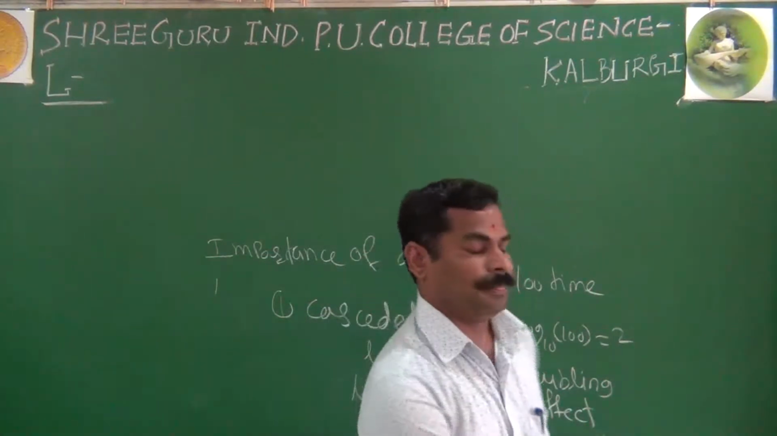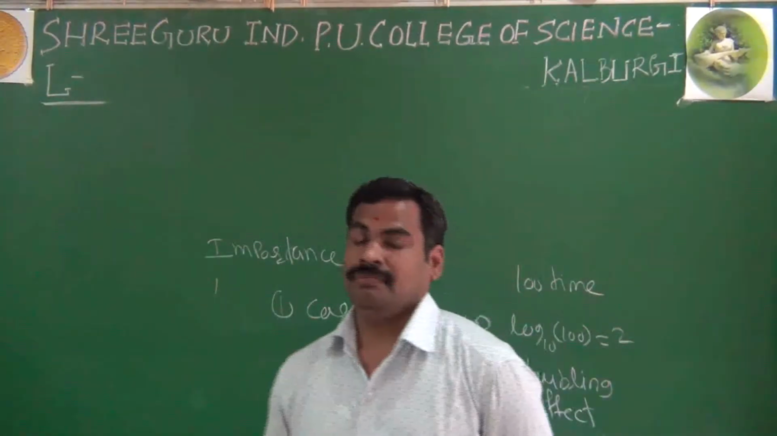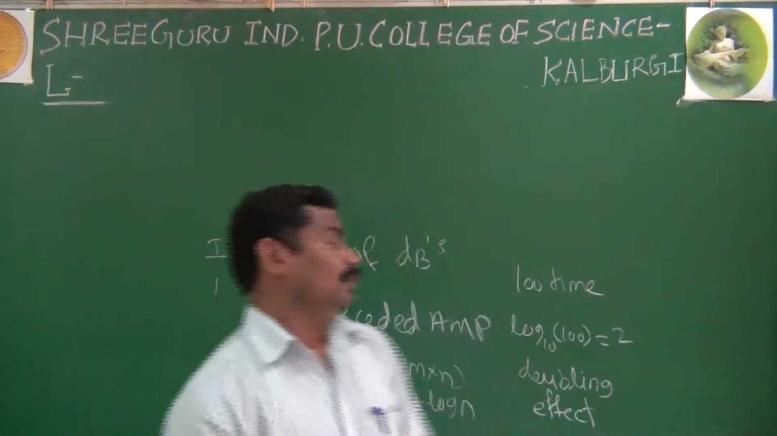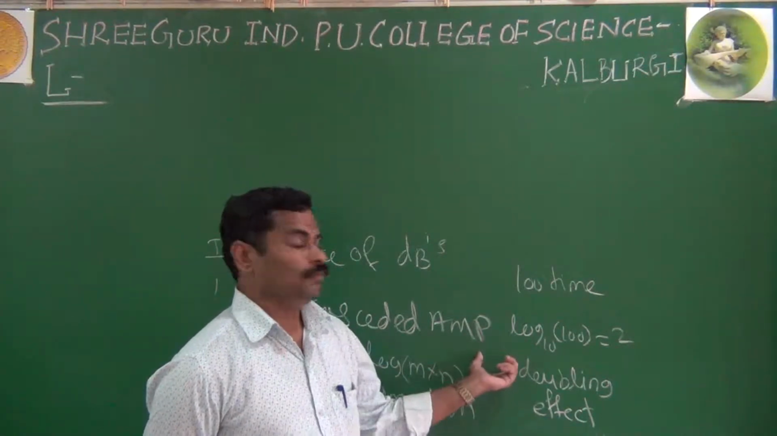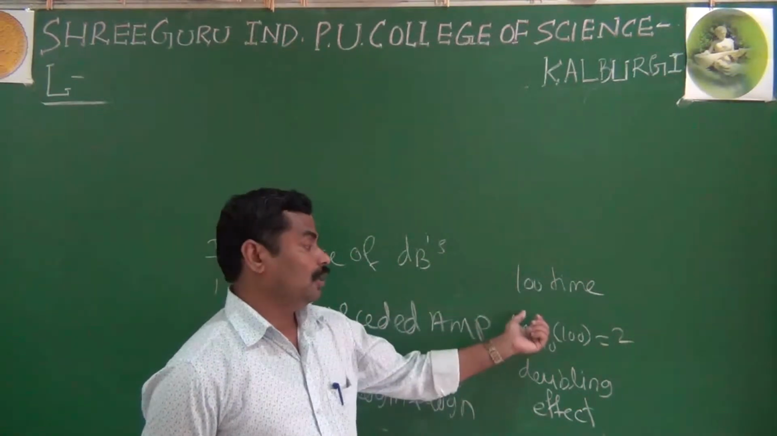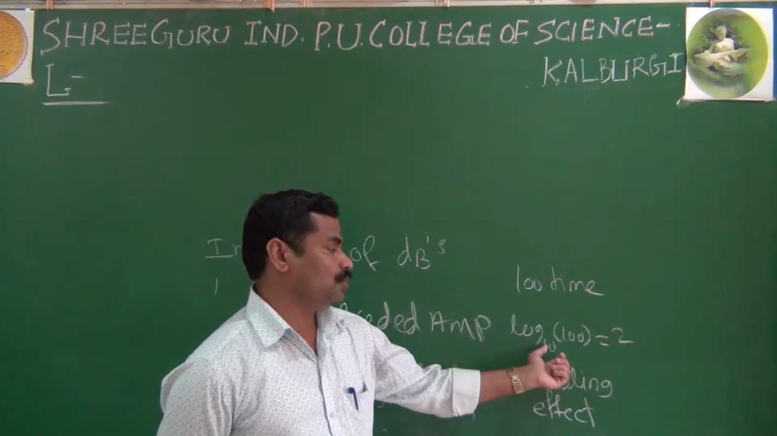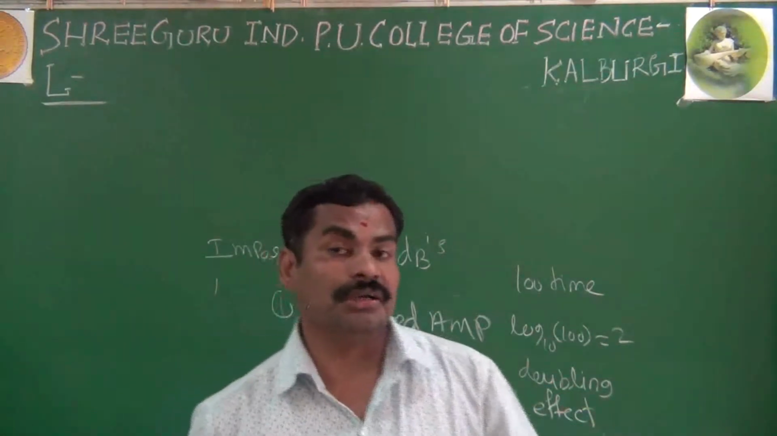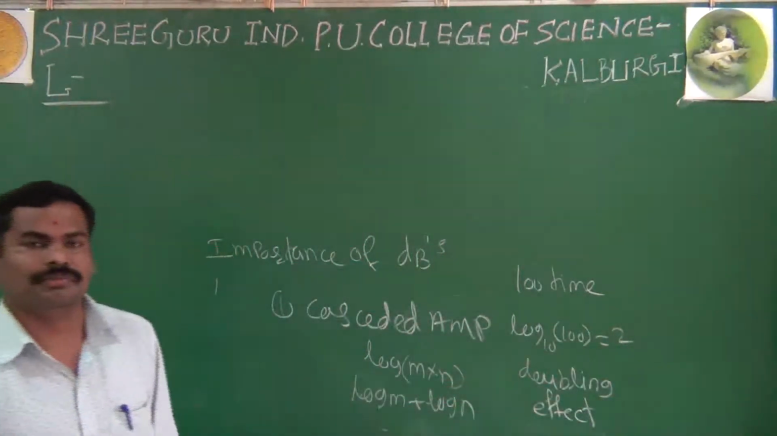It means if the intensity of sound is 100 times, how does our ear respond? Because I said our ear responds logarithmically. If the sound intensity is increased 100 times, since the common logarithm, log base 10 of 100, is equal to 2, our ear hears a doubling effect. This is another important thing about dBs.